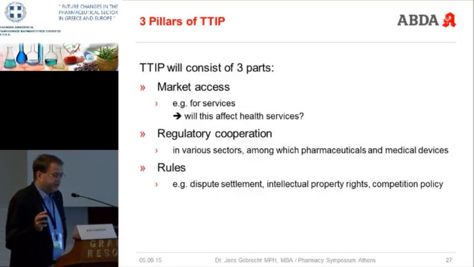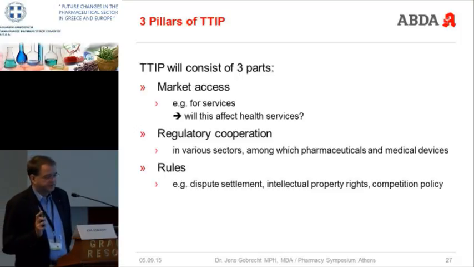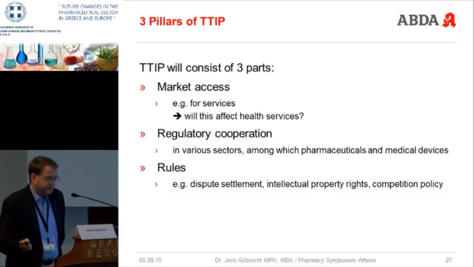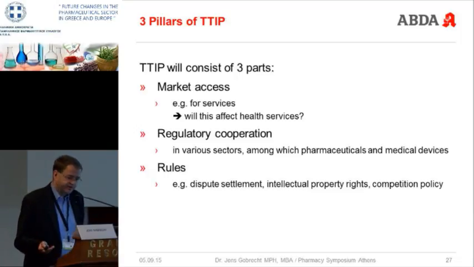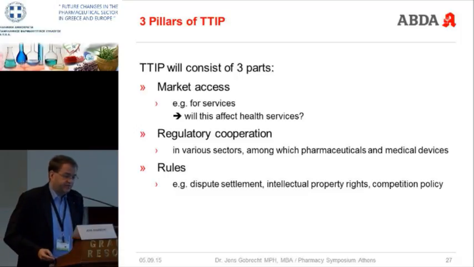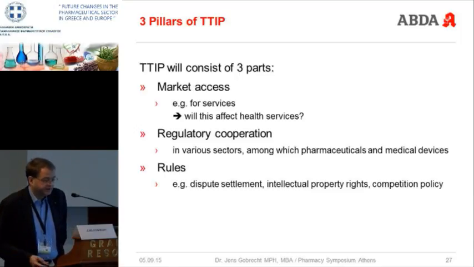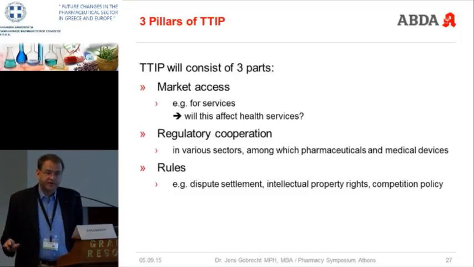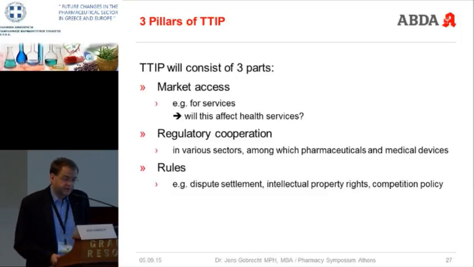So what are the three main pillars of TTIP? TTIP consists of three parts. The first is now very common to you because we've discussed it: market access. And the question is, will this affect health services? The second part is regulatory cooperation in various sectors, among which pharmaceutical services and medical services were explicitly mentioned. And the third part of TTIP are rules like dispute settlement, intellectual property rights, and competition policy.